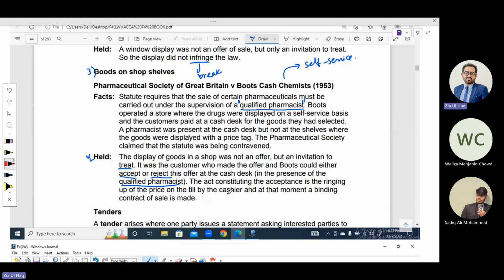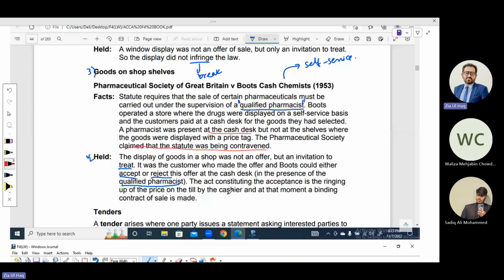So a pharmacist was present at the cash desk, and the store has a pharmacist present, but not at the shelf where the goods were displayed with a price tag. So the Pharmaceutical Society claimed that the statute was being contravened, because they displayed that product on the shelf and at the shelf place the pharmacist was not present. So they tried to sue the pharmacy shop.